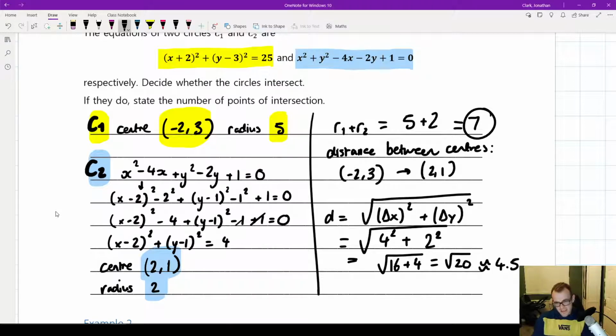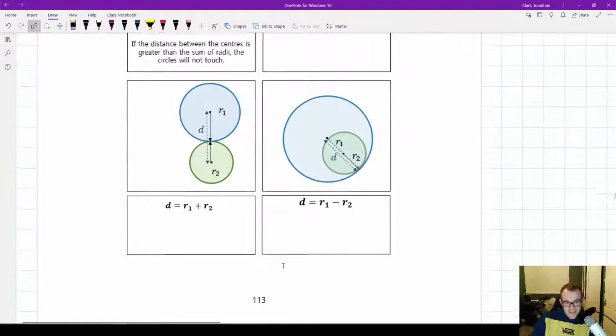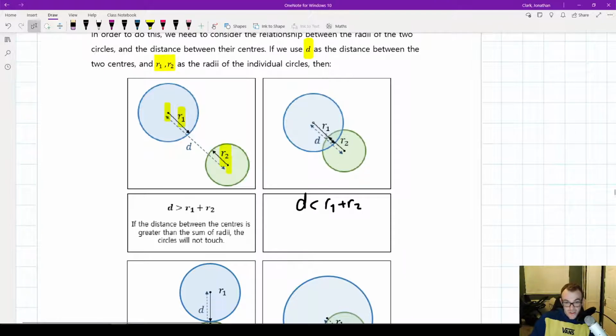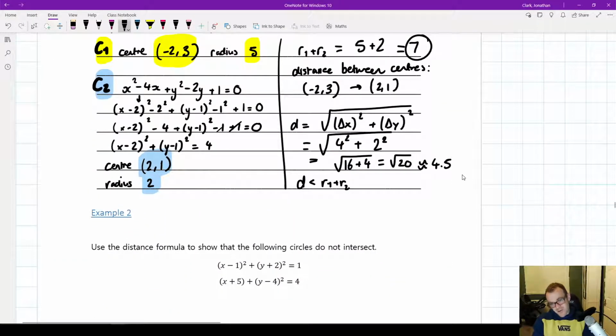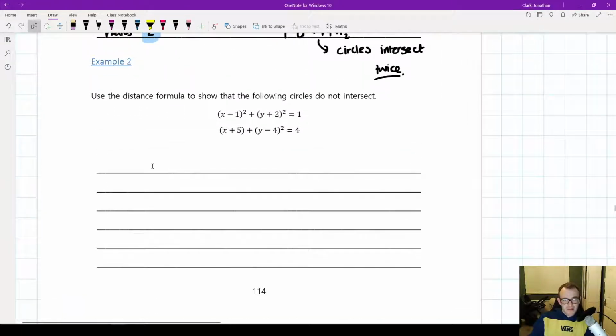So what's happening? The distance is 4.5. The sum of the radiuses is 7. So the distance is less than the sum of the two radiuses. What does that mean? I know what it means, but if you need to check, let's go back to our diagrams. Distance is less than the two radiuses. Oh, here we go. It's this situation here. Cool. So the circles do intersect and they overlap. 2 points of intersection. Nice.